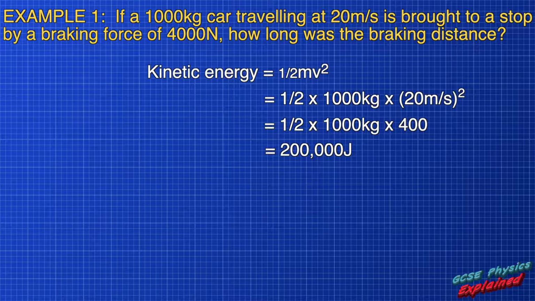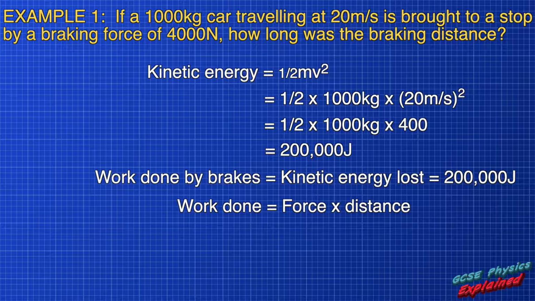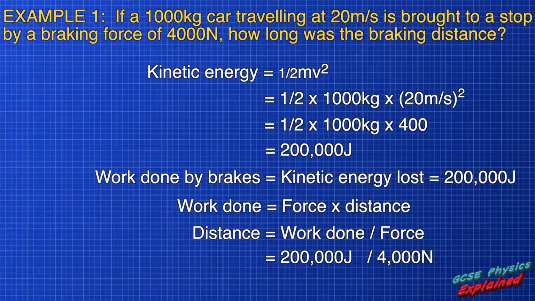If the car is going to be brought to a complete stop, the brakes need to do 200,000 joules worth of work. Work done equals force times distance. Rearrange that to get the distance. So the distance will be the work done divided by the force, which is 200,000 joules divided by 4,000 newtons, which equals 50 meters. We can see that the braking distance is longer than before.